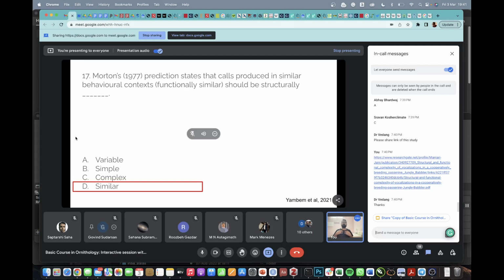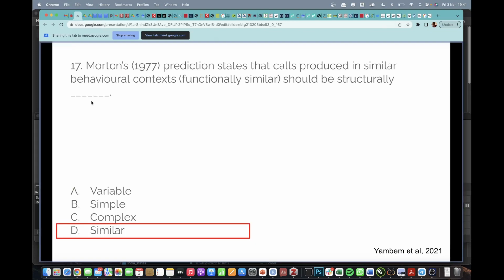So what Morton's prediction is that similar calls for similar functions would have similar structure. So the function could be different. Function could be vigilance, function could be a song for mating. Different functions one can think of in a bird. So what is it that they find? Let's see from the next question.